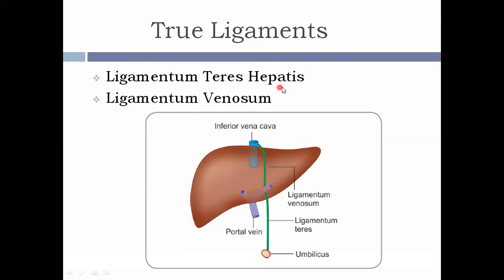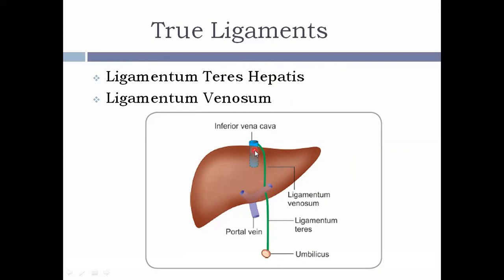So what is ligamentum teres hepatis? This ligamentum teres hepatis is the obliterated left umbilical vein. It extends from the left branch of the portal vein, as you can see here, to the umbilicus.